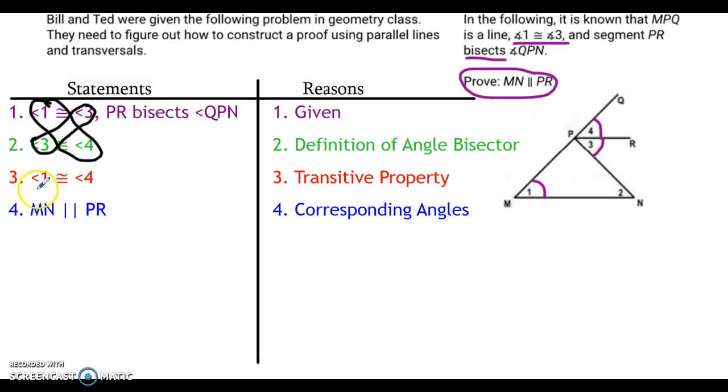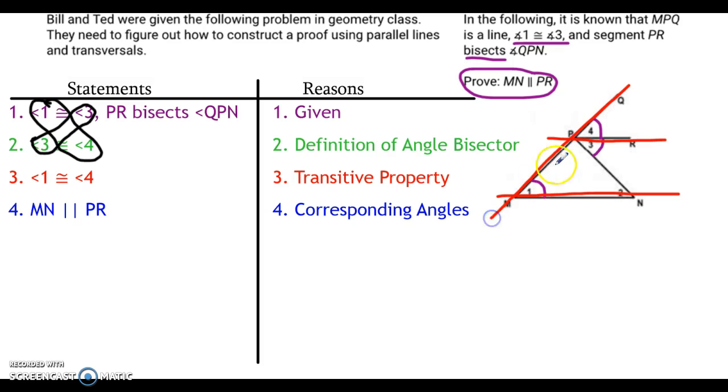The next and final step that I can state is that MN is parallel to PR. These two vertical lines indicate parallel. The reason I'm able to say that is because of corresponding angles. Check this out. Here's PR, and here's MN. I can imagine that this is a transversal. The line QPM is a transversal.